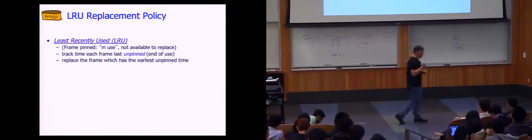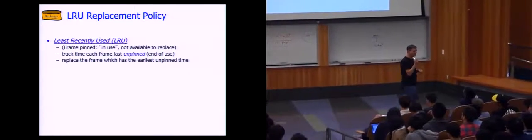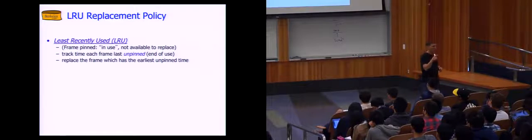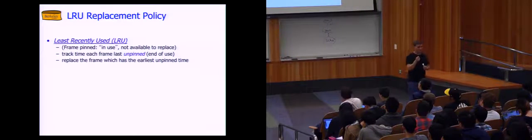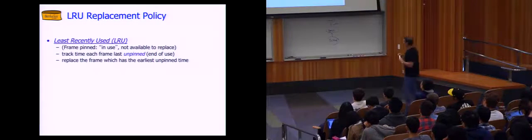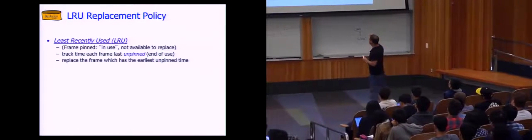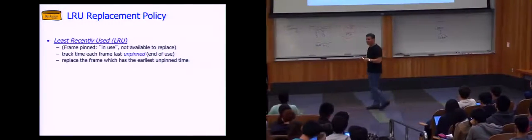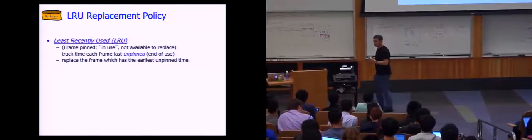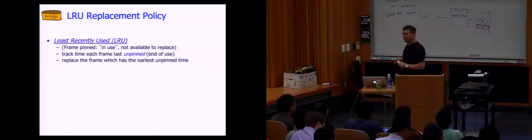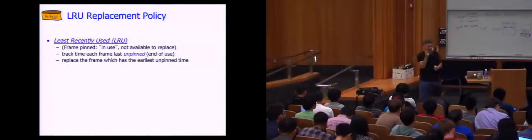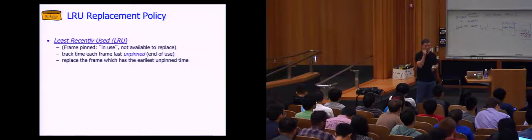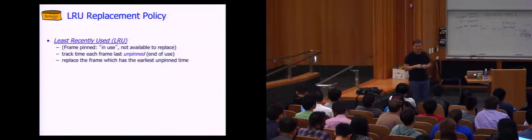When something is unpinned, that means it's done being used, and that's when we timestamp it. So when pin count goes to 0, that's when we set the use time. That was the last time of use. And then we just look at the frame which has the earliest unpinned time. That's the least recently used in our notion of use. Okay? So pinning and use are very coupled here. It's not just access. It's actually unpinning to 0 that counts as end of use.